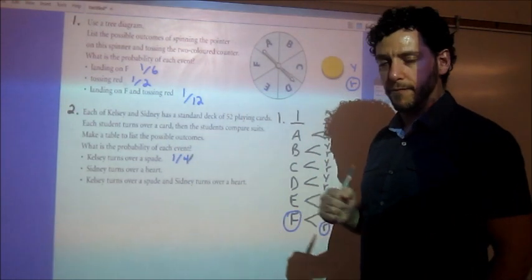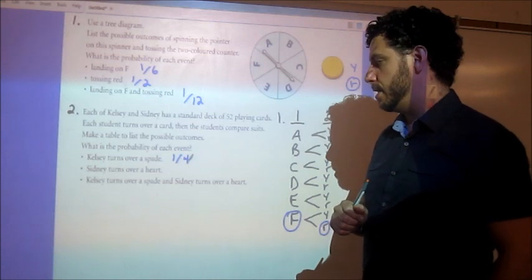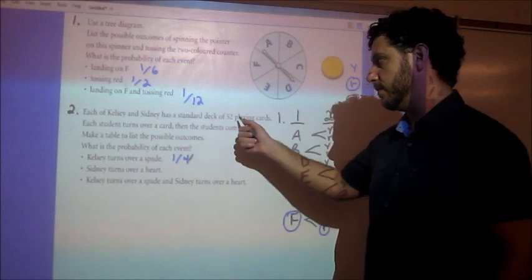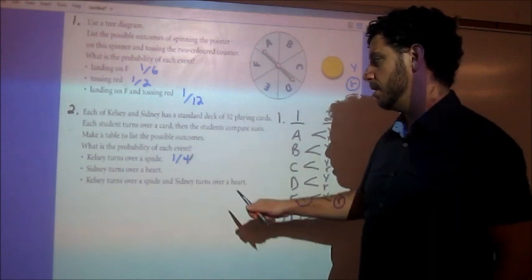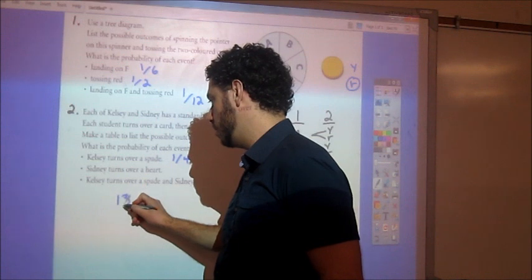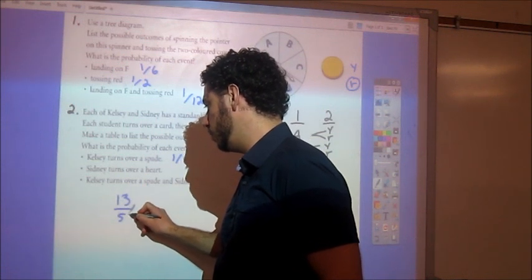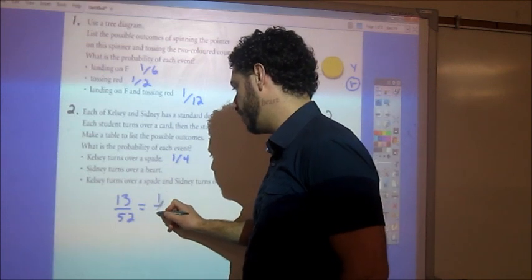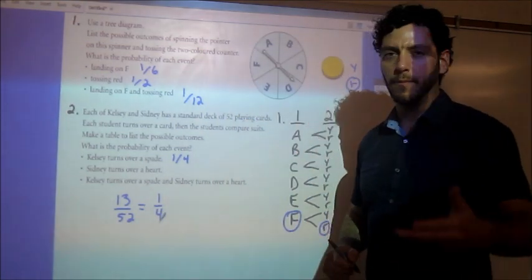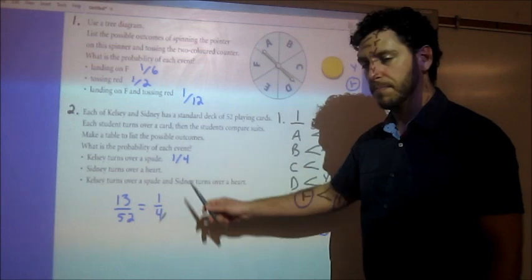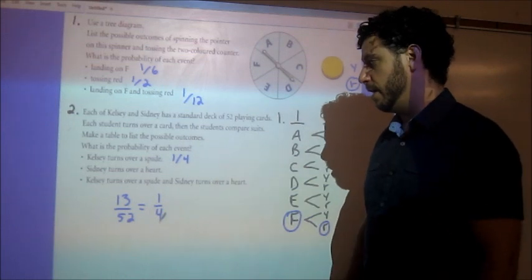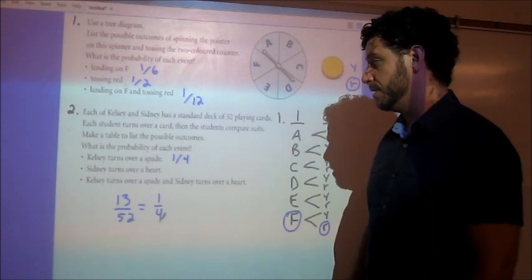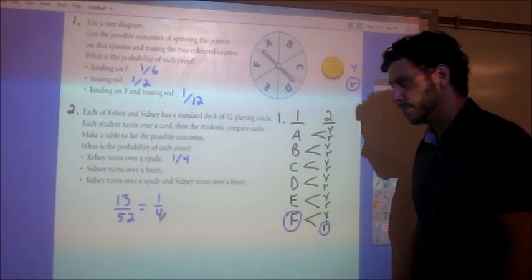Okay? Because there are 4 suits and there are 13 cards per suit in the deck of cards. 13 out of 52 can be simplified to 1 over 4. Now, if you're familiar with cards, you probably knew this already. You know there are 4 suits, and every 4th one should be a spade, theoretically, if they were well shuffled.